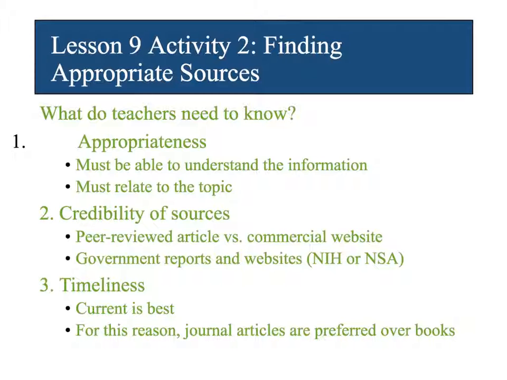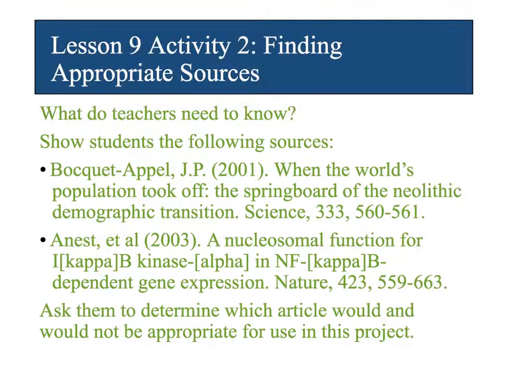The third thing they want to think about is the timeliness of the information. So in the sciences, current is best. So for this reason, because they're dealing with such new topics, journal articles are best. They're preferred over books because books take a while to come out, and you're going to find the more current information in peer-reviewed journal articles.